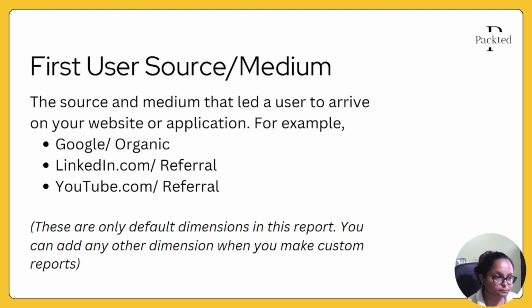The last dimension is the first user source / medium. It tells you the source and medium that led a user to arrive on your website or app. So it basically combines the last two dimensions that we were talking about. You can take the example as Google / organic, LinkedIn / referral, and YouTube / referral. All of these and more can be populated in your user acquisition report. And note that the dimensions we have discussed are the default dimensions. You can add or remove any dimension you like when we make custom reports.